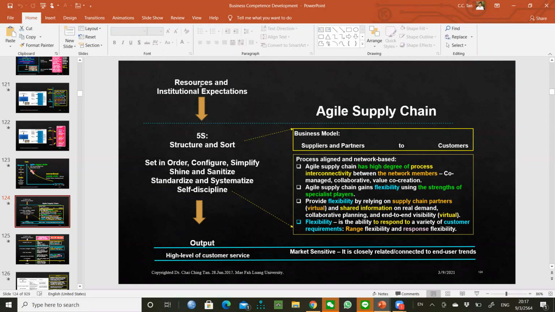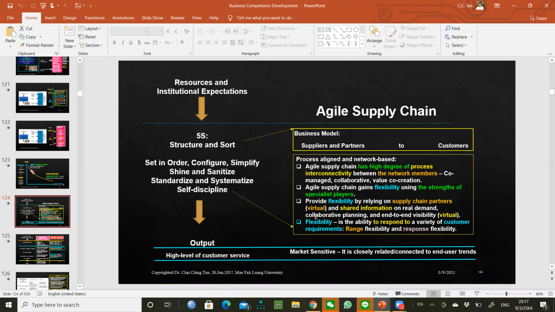and get your resources organized so that you can have a continuing sustainable resource supply, right? So this is very, very important.